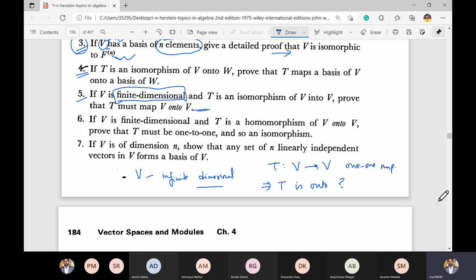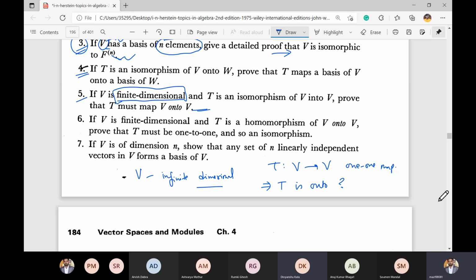Anyone? If we say that V is an infinite dimensional vector space and T is a map from V to V which is 1-1, does it imply T is onto? Any approach, any comment?